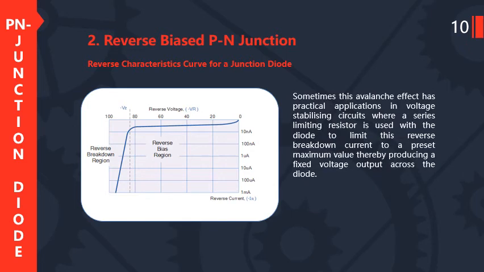Sometimes the avalanche effect has practical application in the voltage stabilizing circuit, where a series limiting resistor is used with the diode to limit this reverse breakdown current to a precise maximum value, thereby producing a fixed voltage output across the diode. These types of diode are commonly known as the Zener diode.